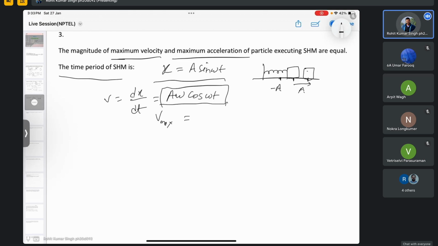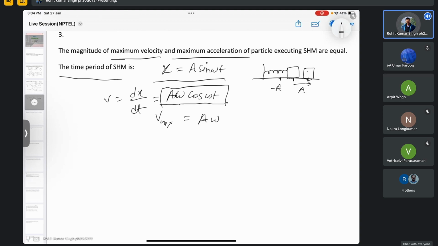So A and omega are fixed, right? Omega is the frequency and A is the amplitude. So these two we cannot change, but the cos omega t, so the time, varies from -1 to 1. So the maximum will be when cos omega t is 1. So V max is A omega. Okay. Now we need the maximum acceleration also.